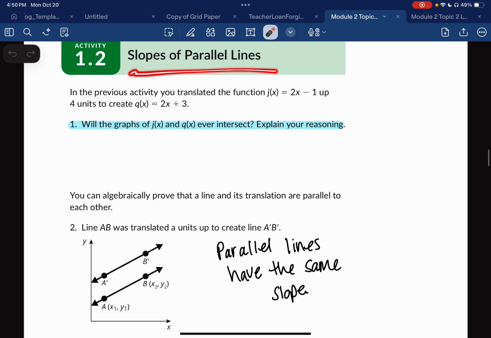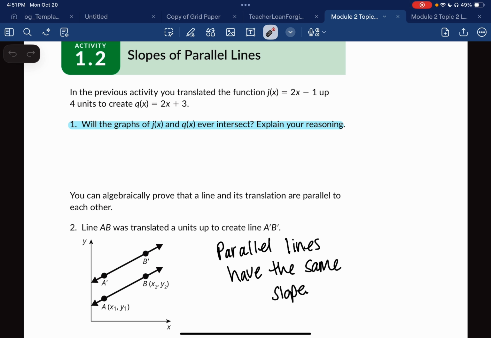So what are we doing? Slope of parallel lines. In the previous activity, which I haven't shown you yet, we took this equation and translated it 4 units up to create this. What do we know? These two lines, we notice they're parallel lines. And what do we know about parallel lines? Parallel lines have the same slope. So two parallel lines have the same slope.